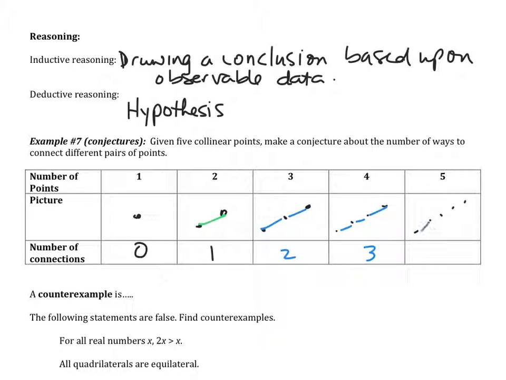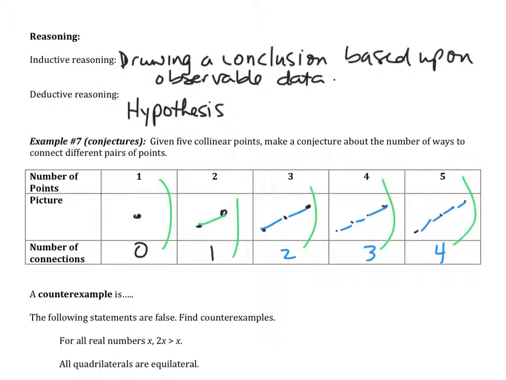Okay, so your conjecture is helping you maybe make a prediction about how many connections there are going to be if there were 6 points or 10 points or 12 points. And somebody might say, oh, well, the number of connections is always 1 less than the number of points. So notice that, 1 minus 1 is 0, 2 minus 1, 3 minus 1, 4 minus 1, 5 minus 1. So that could be your conjecture.